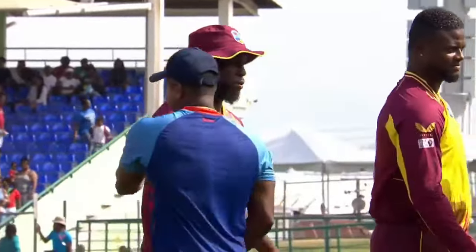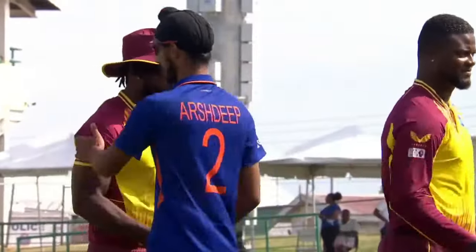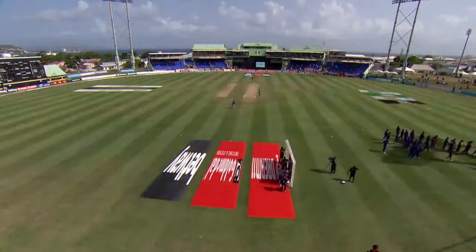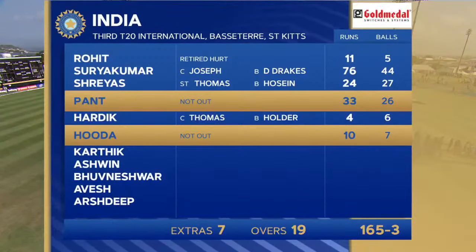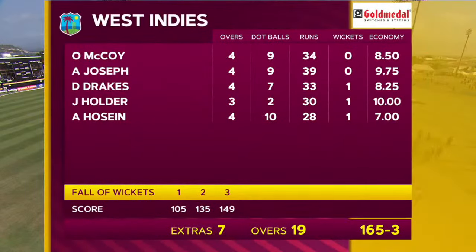It's been a wonderful display of T20 cricket and batting in particular from this Indian side in this run chase. A reminder of how they went. Rohit retiring quite early in the chase prompted Surya Kumar Yadav to take added responsibility. 76 from 44 and some awe-inspiring strokes, eight 4s and four 6s from the right-hander. Shreyas partnered him and got 24, and Rishabh Pant with the finishing touches, 33 from 26, making light work of the remaining runs.